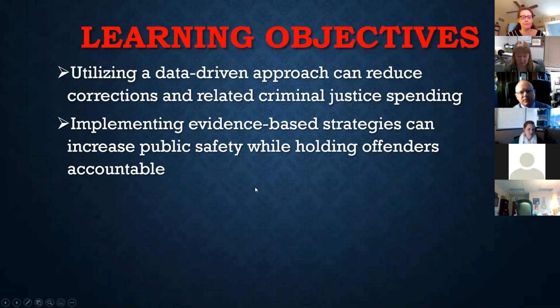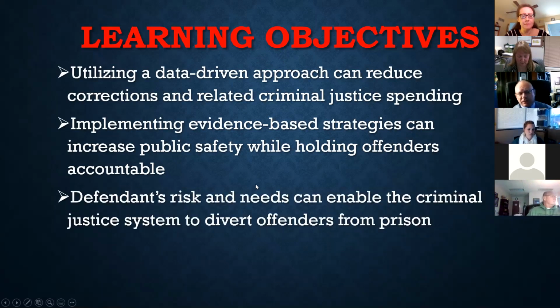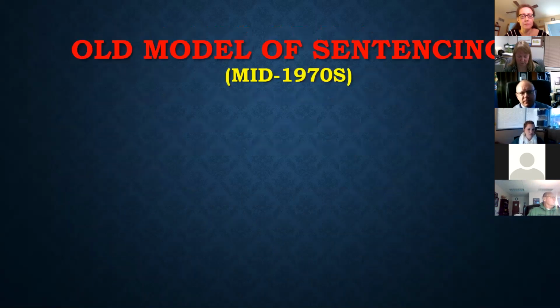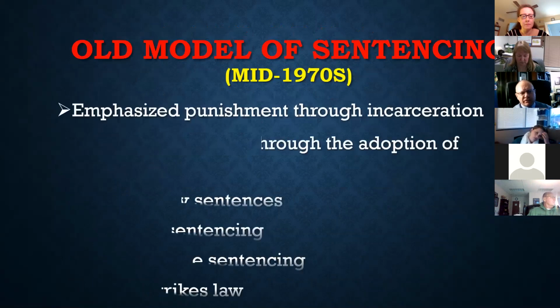Implementing evidence-based strategies can increase public safety while holding offenders accountable. Offenders' risk and needs assessments can enable the criminal justice system to divert offenders from prison. And the results of risk needs assessment can enhance the quality of judges' sentencing decisions for those offenders eligible for community supervision. Real quick, older models of supervision.